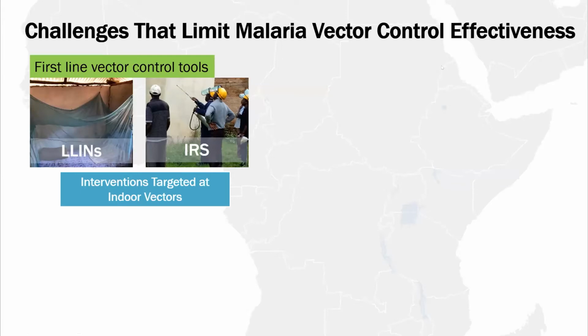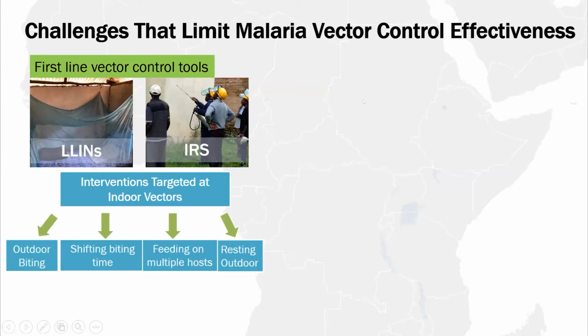First, I'd like us to look at the challenges that limit malaria control effectiveness. As we are aware, first-line vector control tools such as long-lasting insecticide nets and indoor residual spraying are mainly targeting indoor vectors. As a result of this pressure, vectors have devised a mechanism to avoid this. So we are seeing a lot of outdoor biting, shifting biting time, feeding on multiple hosts, and resting outdoors.